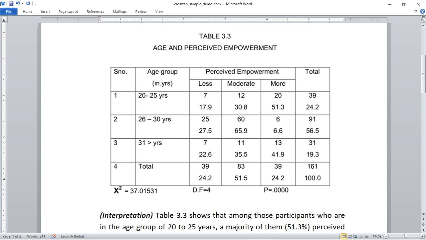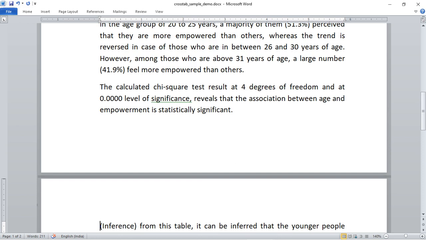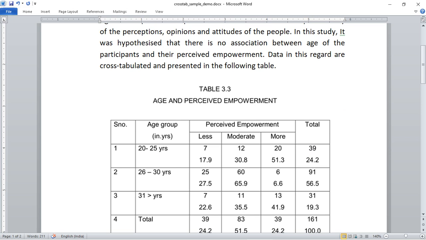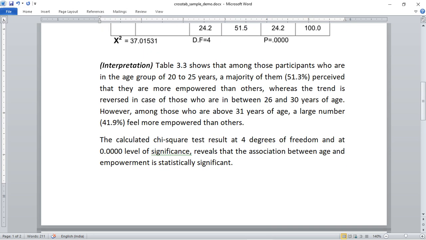Now, your fourth paragraph is on the chi-square interpretation. You have to explain the calculated chi-square value, the degrees of freedom, and then the probability. And then what does it mean? Are you accepting the null hypothesis or rejecting the null hypothesis? For example, if you say here the hypothesis is there is no association, whereas this value says there is association, so you're rejecting the null hypothesis. Okay, let's go to the interpretation now.